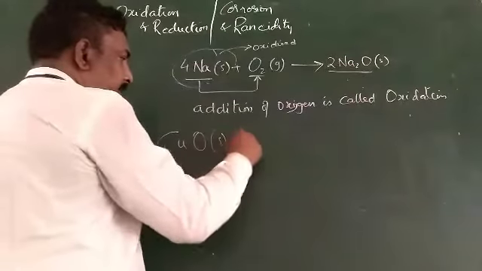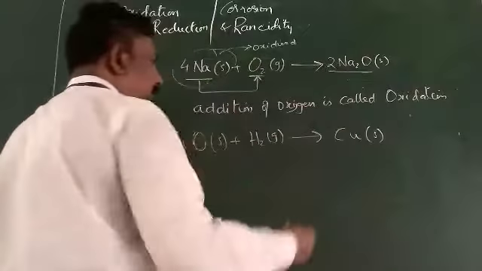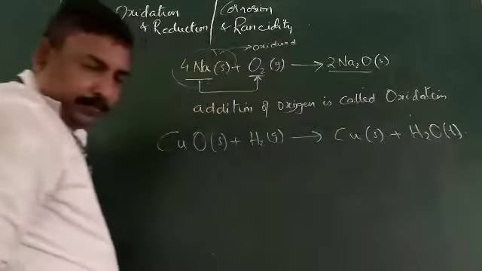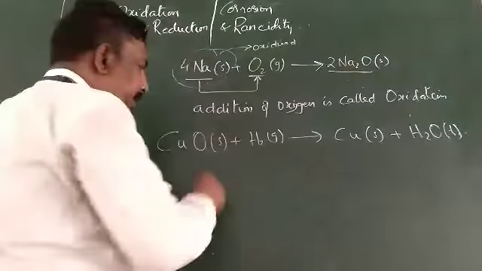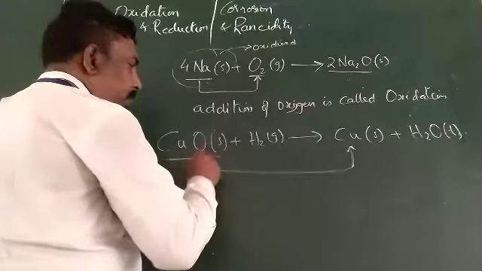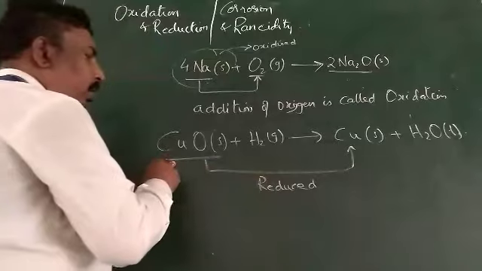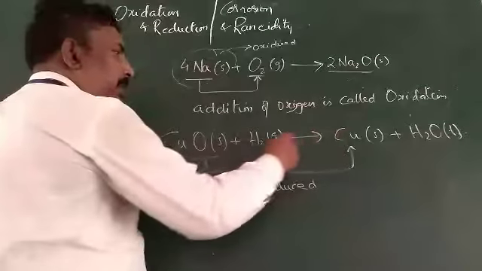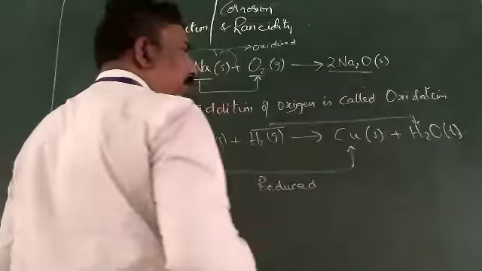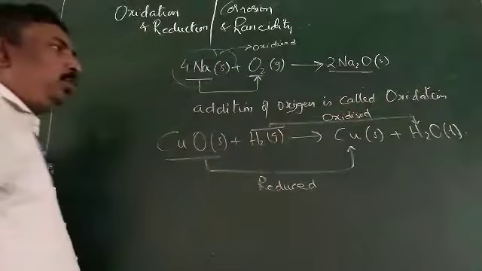Copper oxide plus hydrogen gas gives copper metal and water vapor. Now you see what happened. Copper oxide lost its oxygen. So as it lost its oxygen, what happened here? It is reduced. So you need to write copper oxide is reduced to copper. Now you can see that hydrogen is getting added with oxygen and formed water. So what happened to hydrogen? Hydrogen is oxidized to water.